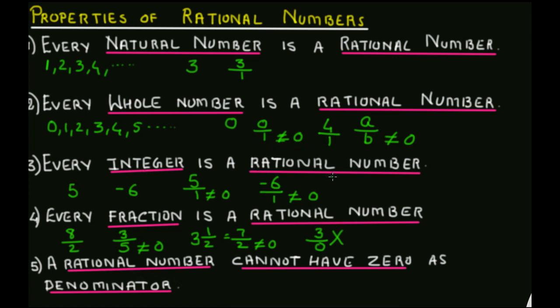Every integer is a rational number, whether it is positive or negative. Then every fraction is a rational number. For example, 8 by 2 is a rational number because the denominator is not equal to 0. So remember the most important property: a rational number cannot have 0 as the denominator. So if I write this 3 by 0, I'm sorry, this is not a rational number because the denominator is 0. What about negative 5 by 0? I'm sorry, here too, because the denominator is 0, this is not a rational number.